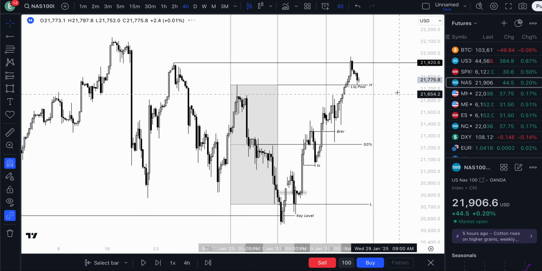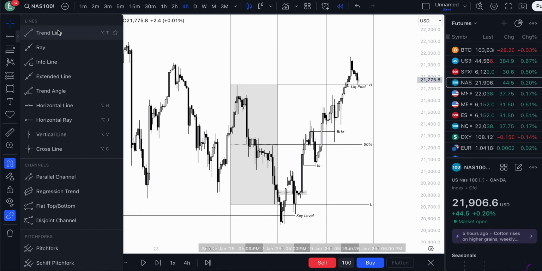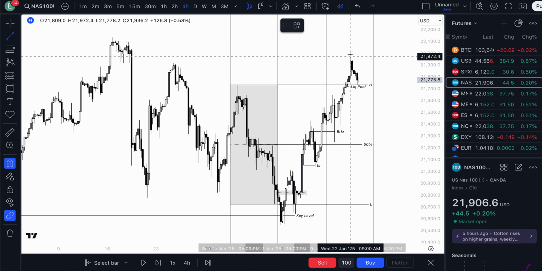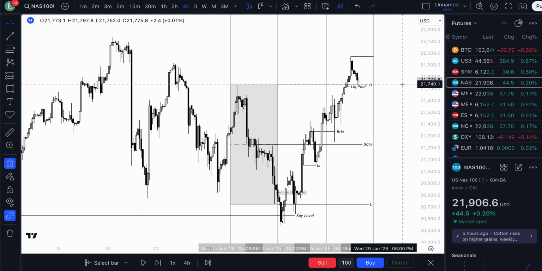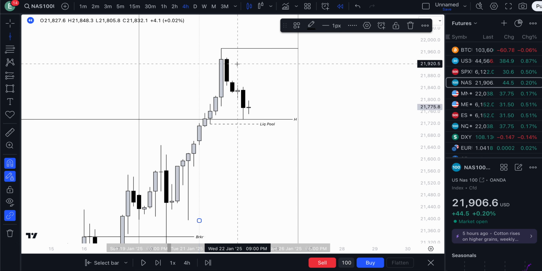I'm just going to be using NAS 100, the CFD, as my analysis. So technically the draw is bullish today. Starting at the 4-hour chart, let's just mark out the day. So what is today? Thursday.